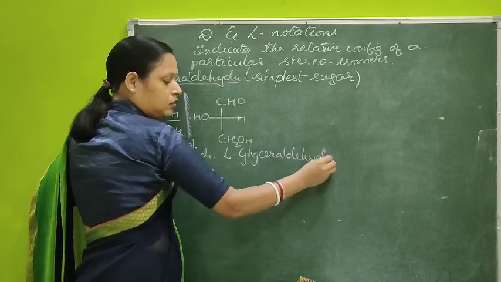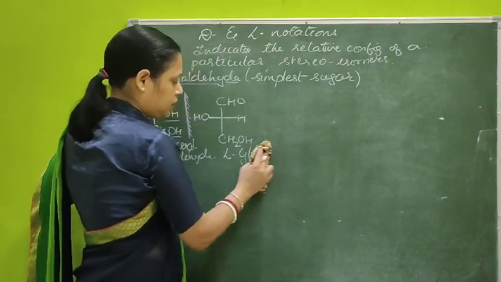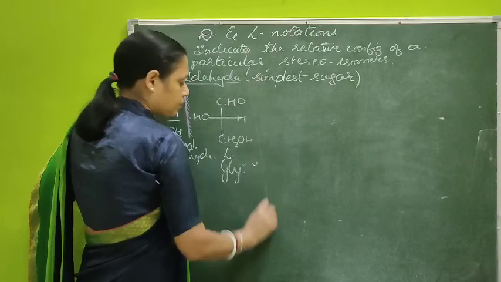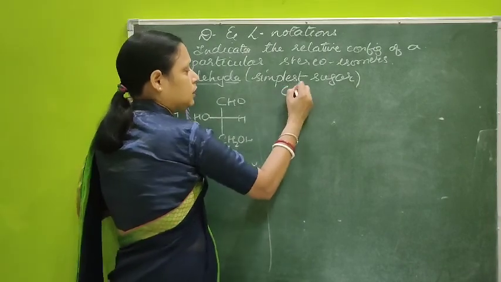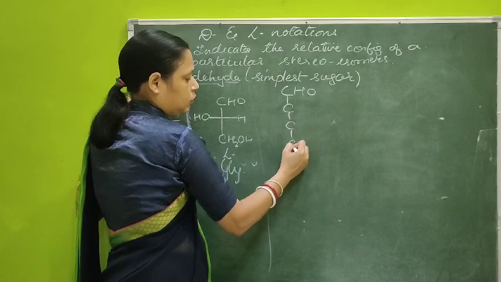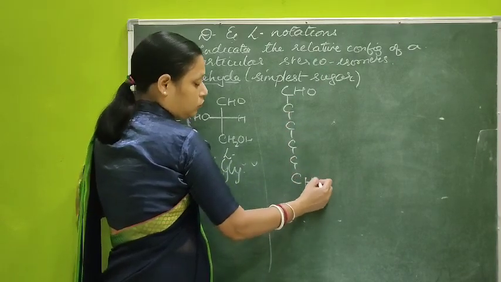Now we will compare the structure of glucose with this. Glucose, let me complete it. This is your levoglyceraldehyde. Glucose: CHO, second carbon, third, fourth, fifth, and the 6th carbon, CH2OH.